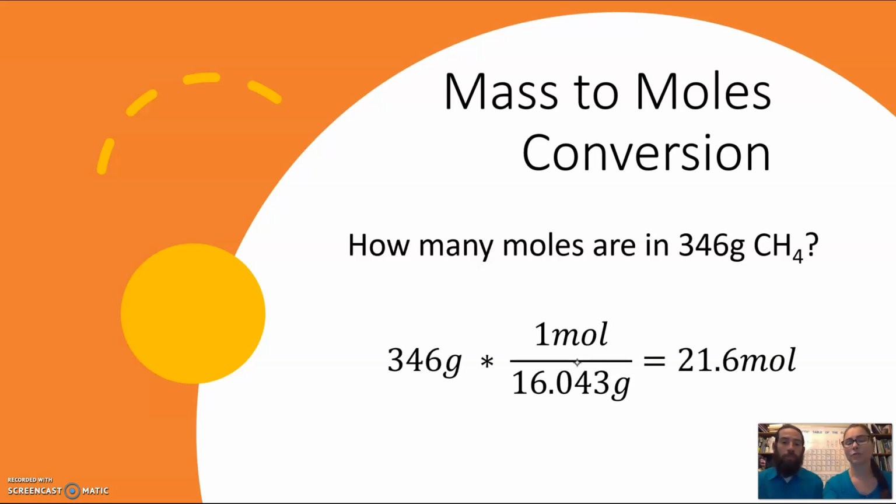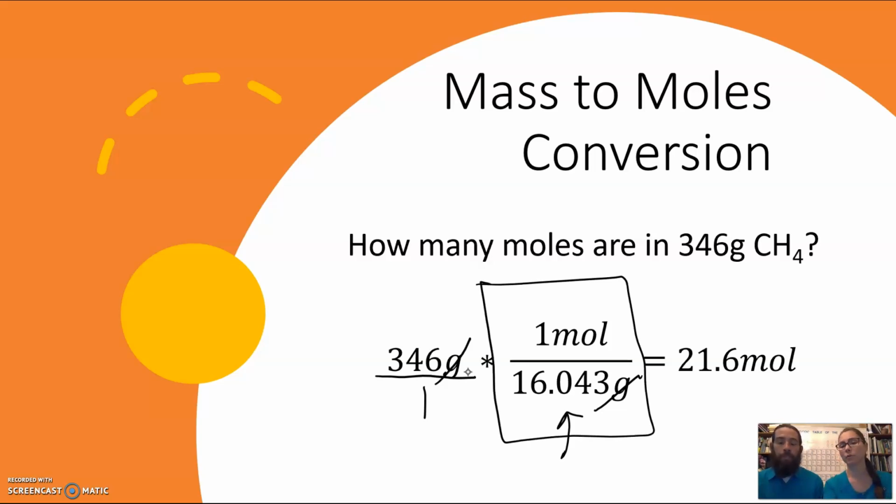This 16.043, we calculated before as the molar mass of CH4. Professor Corey likes to put the first number over 1, and that just shows that this grams is in the numerator. If grams is in the numerator and we don't want it, we have to put grams in the denominator. So when you have your conversion factor, you can put grams or moles on top, but we want to put grams on the bottom and moles on the top because we want to be left with moles in the end, because that's what our question asked for, how many moles. Excellent. So 346 is in the numerator, so we multiply through the numerators and divide by the denominators.